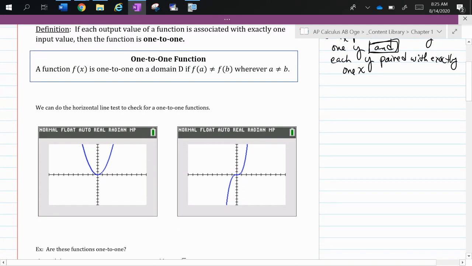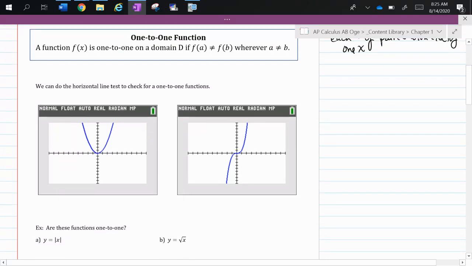So we can do the horizontal line test to check for a one-to-one function. Remember, we do the vertical line test to tell whether a relation is a function. But if each y is paired with one x, then the function will pass what's called the horizontal line test.